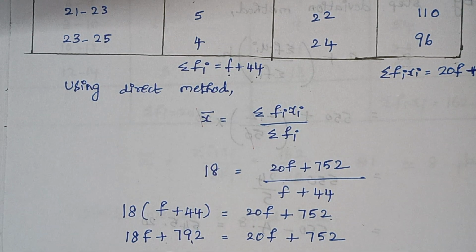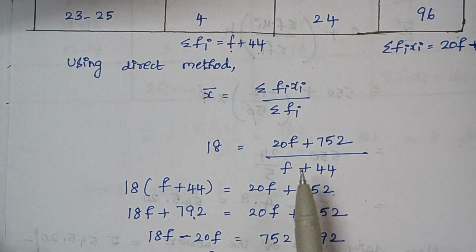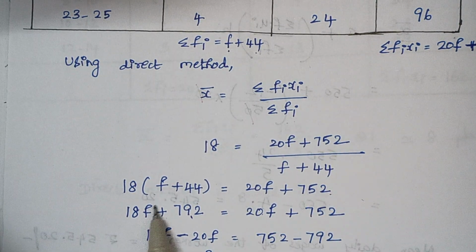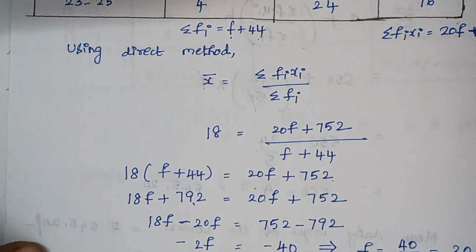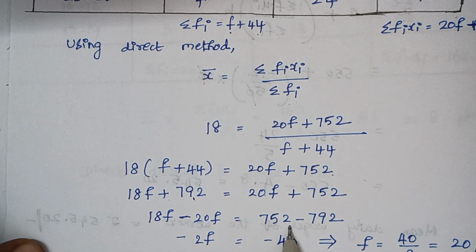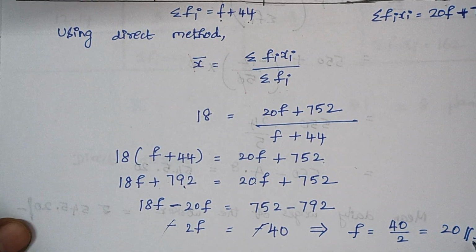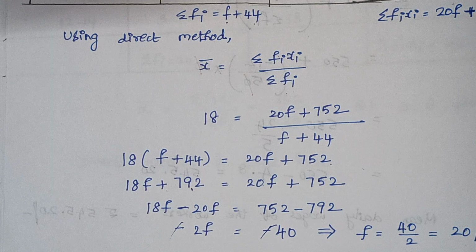Again arrange the terms, the f terms together and the numbers together. Here I moved the 20f to the left hand side. It is up to you; you can even move the 18f to the right hand side. So 18f minus 20f gives you minus 2f. Similarly, I am moving this number to the right hand side, so 752 minus 792 gives you minus 40. The minus signs cancel each other and the value of f is 40 by 2, which is nothing but 20. So this is the value of the missing frequency. This problem gets over here.